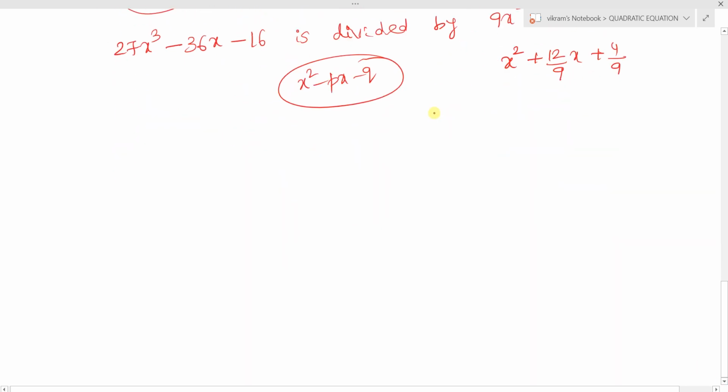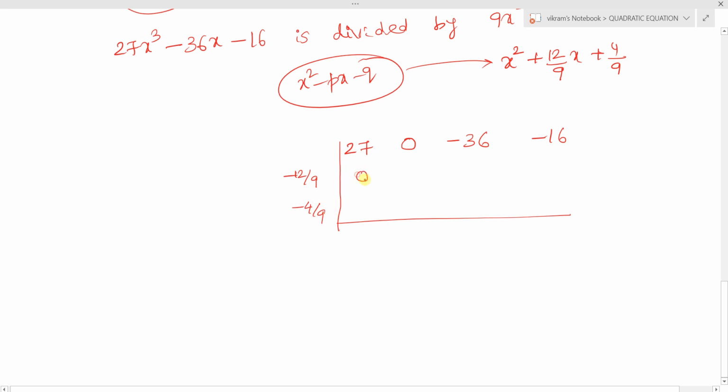So what is the synthetic division? Write down the list of coefficients in decreasing powers of x. So x cube is 27. Then x square is missing, so that has to be replaced with 0. Next, the x term is minus 36 and the constant is minus 16. Now compare: p is minus 12/9 and q is minus 4/9.